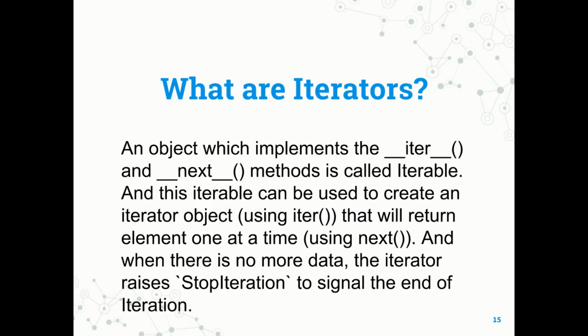Now, to summarize what we have learned so far, and for the big question, what are iterators, here's what we can say about it. An object which implements the underscored iter and the underscored next methods is called an iterable. And this iterable can be used to create an iterator object that will return one element at a time using the next function, the non-underscored next function. When there are no more values, that is, the iterator object gets exhausted, the next function of the iterator raises the StopIteration exception to signal the end of iteration.